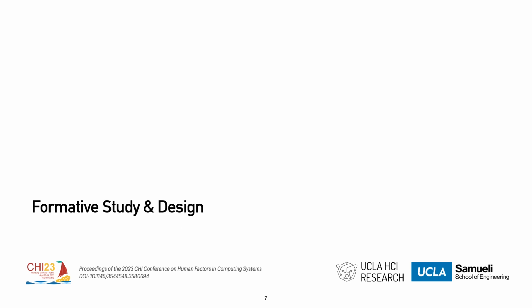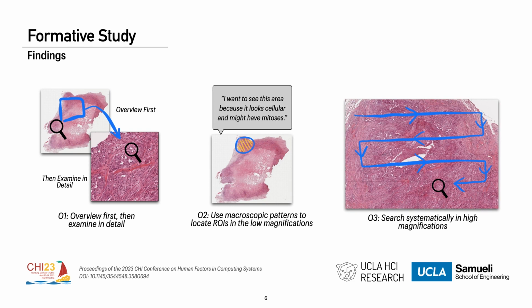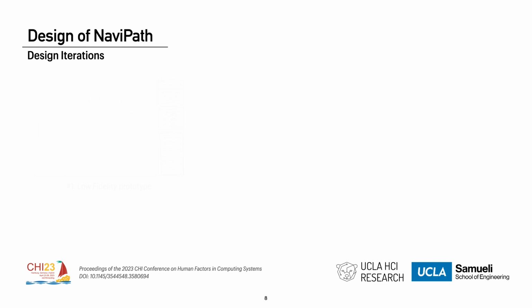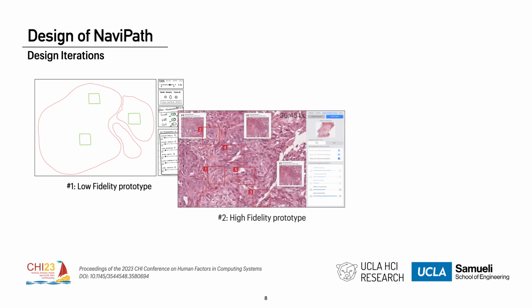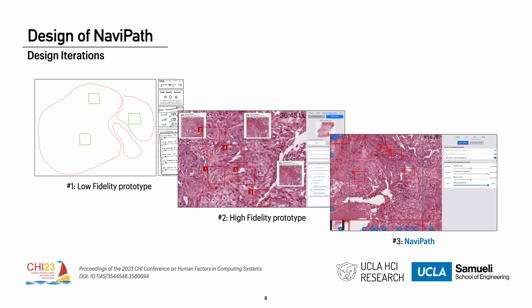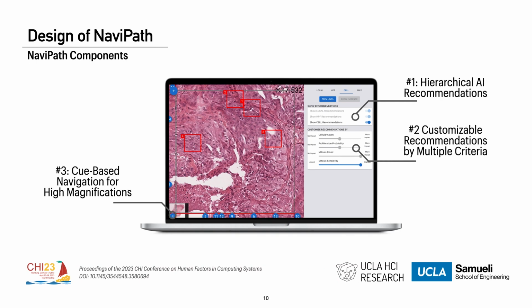To accomplish the goal, we conducted a formative study to identify pathologists' navigation preferences when searching for the pathological pattern of mitosis. Our study yielded 3 key observations. Using these insights, we collaborated with pathology experts to design our human AI system. Our iterative design process included creating low-fidelity prototypes, refining them into high-fidelity versions, and ultimately developing a fully operational system. We named it NaviPath.